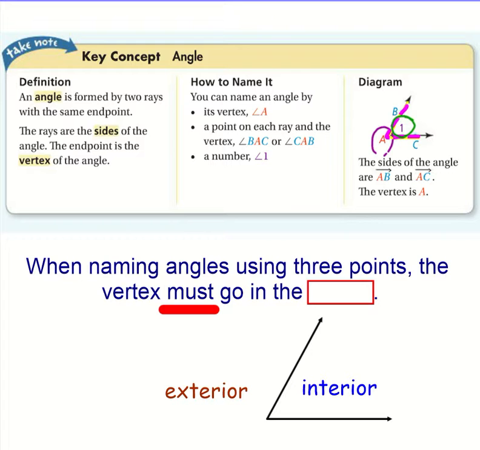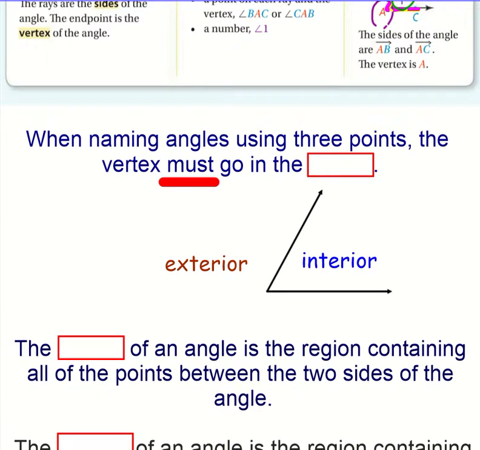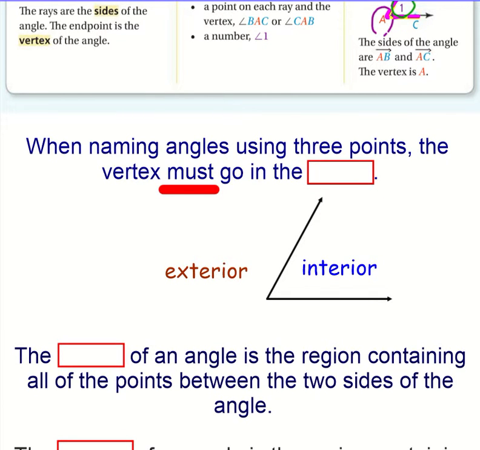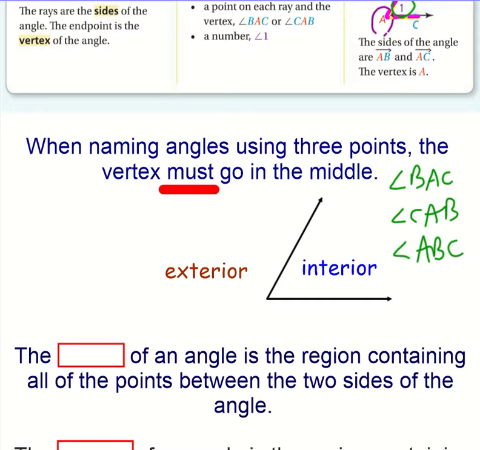When naming an angle by the point on each ray and the vertex, we need to make sure that the vertex is in the middle. So when we name that first angle, it's only appropriate to name it angle BAC or angle CAB. Calling it angle ABC is referring to something else with B being the vertex, so that would not work.